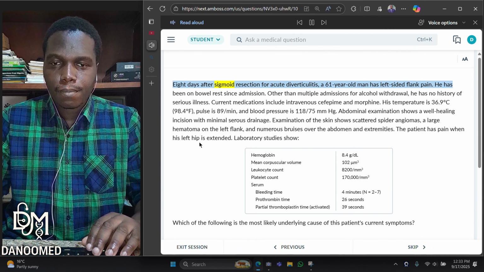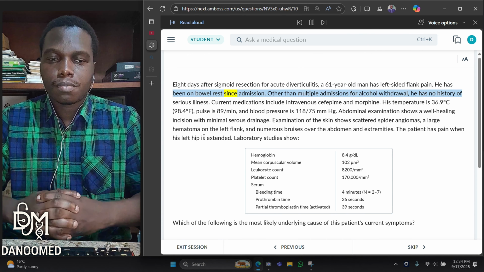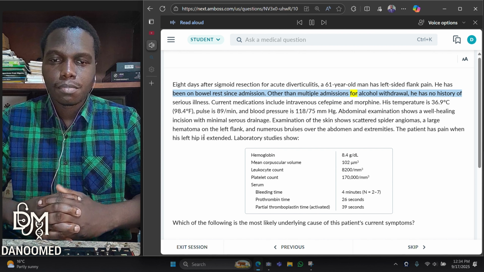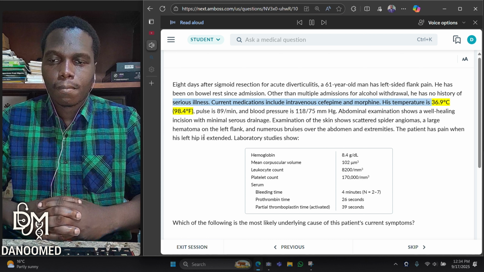8 days after sigmoid resection for acute diverticulitis, a 61-year-old man has left-sided flank pain. He has been on bowel rest since admission. Other than multiple admissions for alcohol withdrawal, he has no history of serious illness. Current medications include intravenous cefepime and morphine. His temperature is 36.9 degrees Celsius, 98.4 degrees Fahrenheit. Pulse is 89 per minute, and blood pressure is 118/75 mmHg.